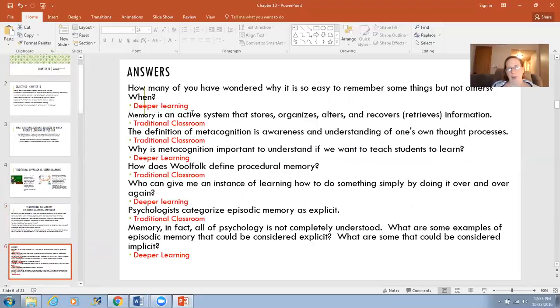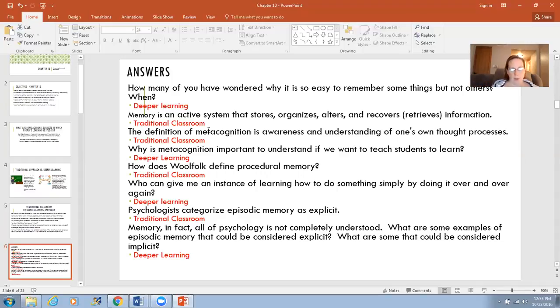Okay, so here are my answers. The first one, how many of you have wondered why it is so easy to remember some things but not others? That would be deeper learning. Memory is an active system that stores, organizes, alters, and recovers. It's traditional classroom, so it's a set definition, right? It is a classic example of definition. And so we can see then that the definition of metacognition is awareness and understanding would be traditional classroom. So one definition, this is it, and this is what you should know.